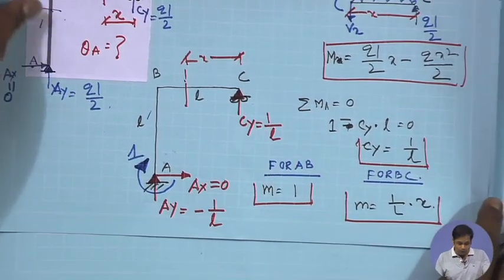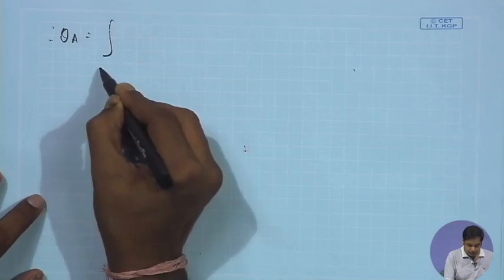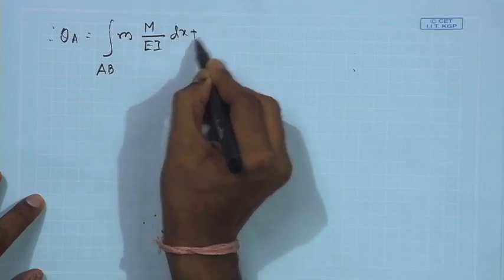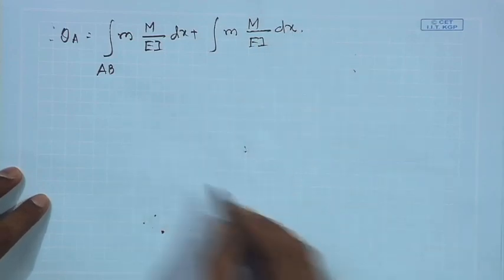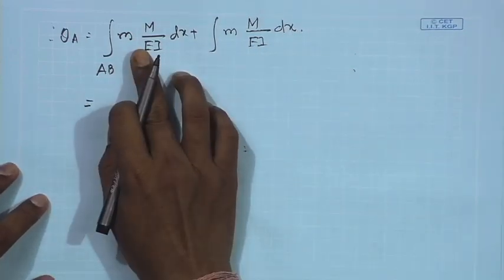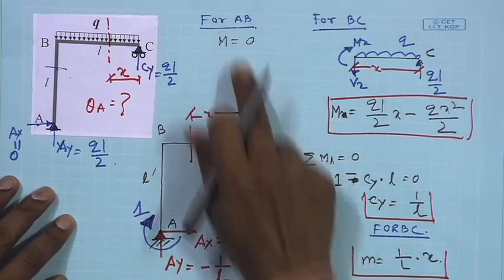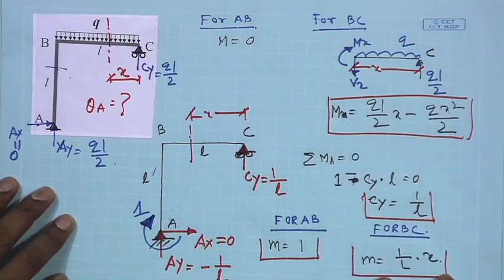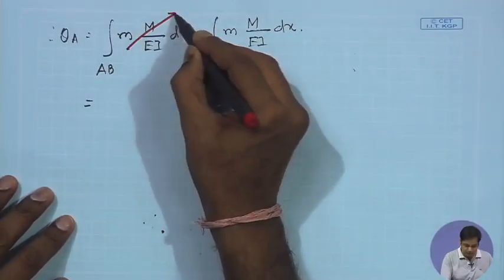Now, what would be the rotation? Rotation theta A is the integration over AB of small m capital M by EI dx, plus again small m capital M by EI dx over BC. For AB, capital M is 0, small m is 1. So, the contribution from AB will be 0, and the only non-zero contribution will be from BC, where capital M is this and small m is this.